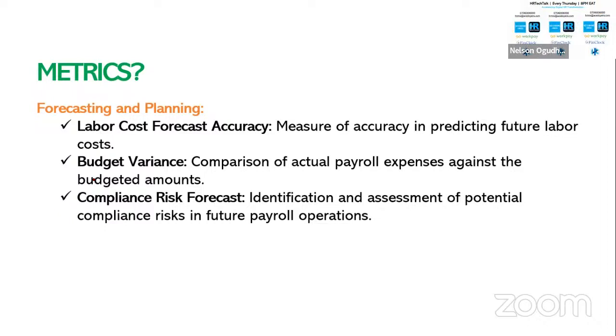Look at the budget variance, the compliance risk forecast. So you're looking at, okay, last year I only had 5 risks that costed us maybe a fine of 50,000. But with this year, if we work on them, all of them, we won't have any compliance risk anywhere in the future with our payrolls. So these metrics always sets a standard for you to start now thinking of making your payroll process better.